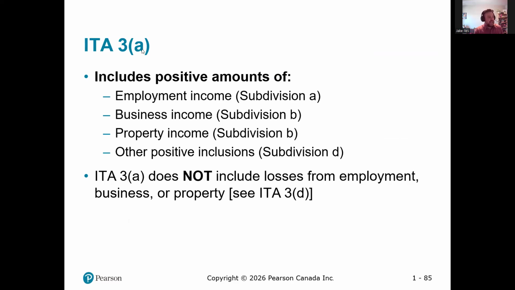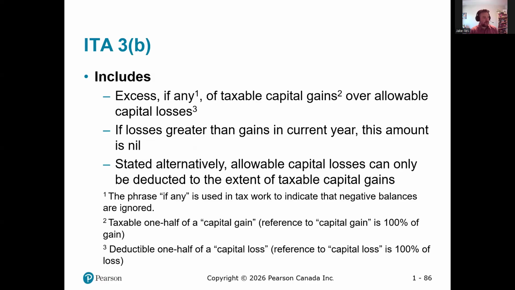So, subdivision or subsection A includes positive amounts of employment income, business income, property income. It does not include losses from employment, business, or property. So if I have a business, I've earned some income, but I overall have losses, I will not subtract it from the A section of our calculation. I'm going to subtract it later. The first thing we want is just the positive amounts.